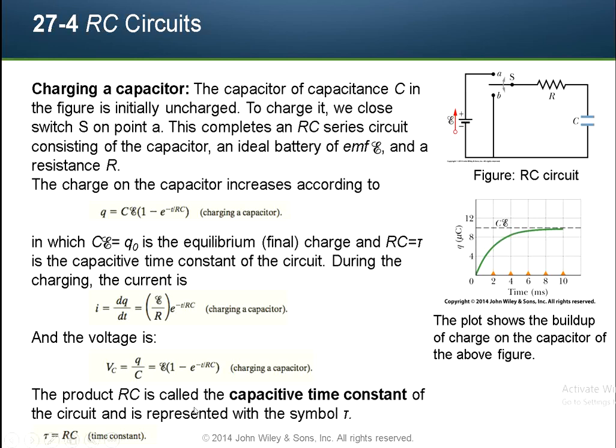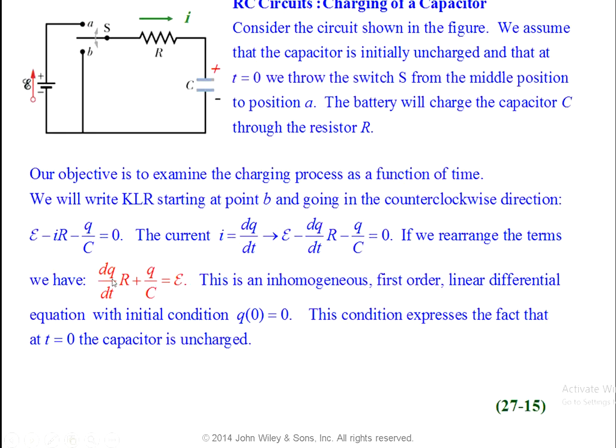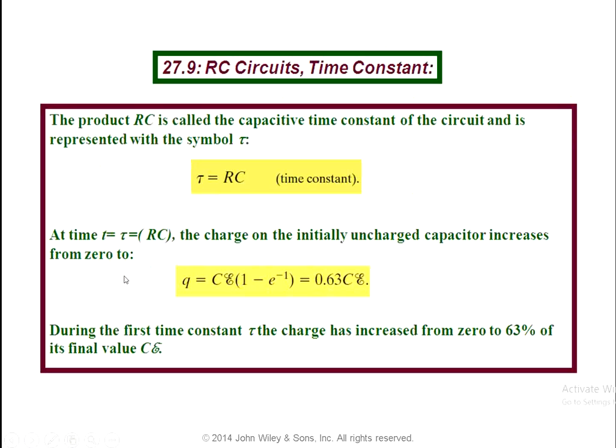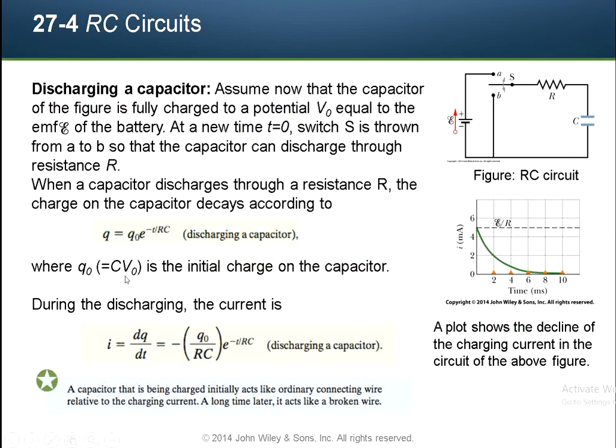The product RC is called the capacitive time constant, which is represented by the symbol tau. Therefore, tau is equal to R multiplied by C, which is called the capacitive time constant of a circuit. So these are some of the basic information we have to study. With this idea, we are going to solve a few questions.